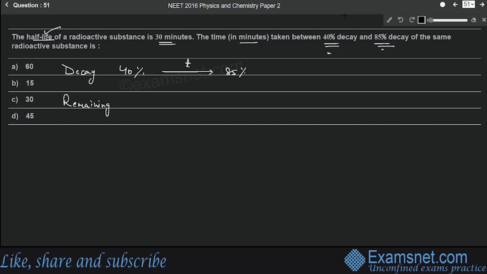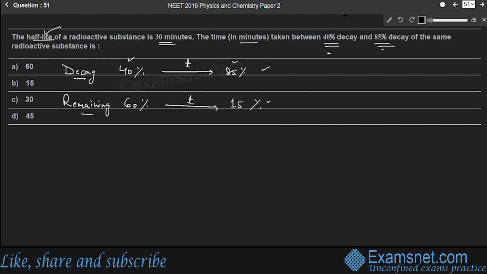So 40% decay means how much remaining? 60% remaining, right? And 85% decay means how much remaining? 100 minus 85, that is 15% remaining. Let's say the time taken is t again, because both are the same statements, only the method is different. The first one is written in terms of decay and the second one is written in terms of remaining, but the time taken will be the same.